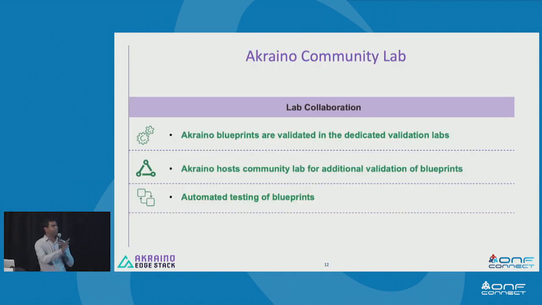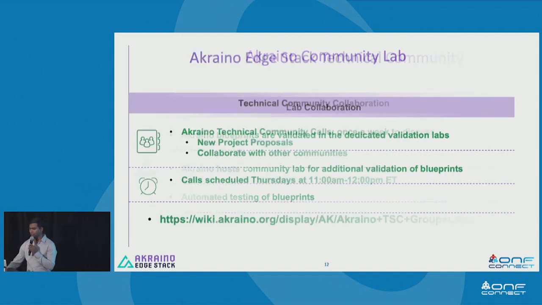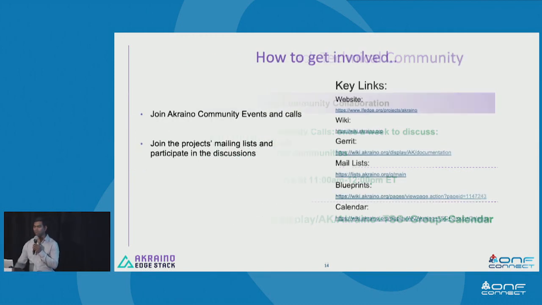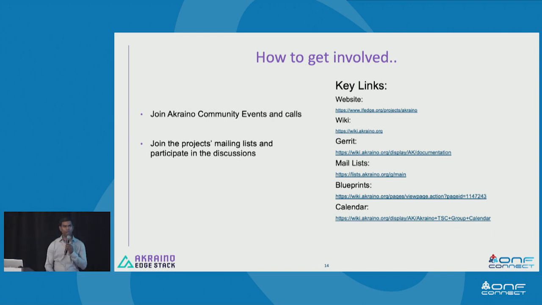I'll just quickly skip the details. If you go to wiki.akraino.org, you can see all the information about these blueprints, and also about the collaboration you can get engaged in, and what meetings we conduct. The slides will be there for you to access, so you can see those links. But again, if you go to wiki.akraino.org, you can see all the information about this community.